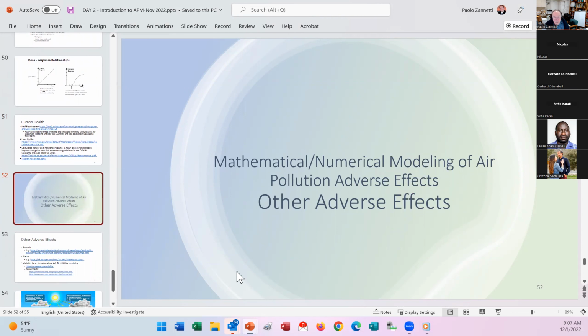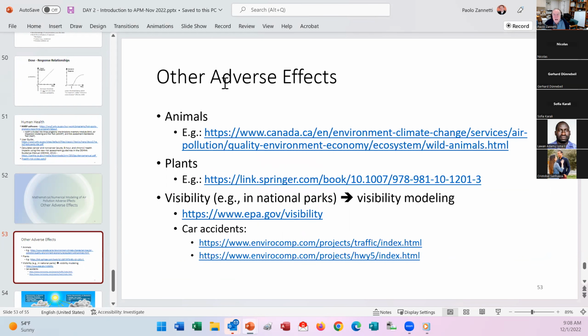We have 10 minutes on other adverse effects. Again, everything can be expressed in mathematical terms. So it's part of our modeling approach, our modeling knowledge. We have to be aware, at least on a superficial basis, of all these mathematical formulations. There are adverse effects on animals by air pollution.